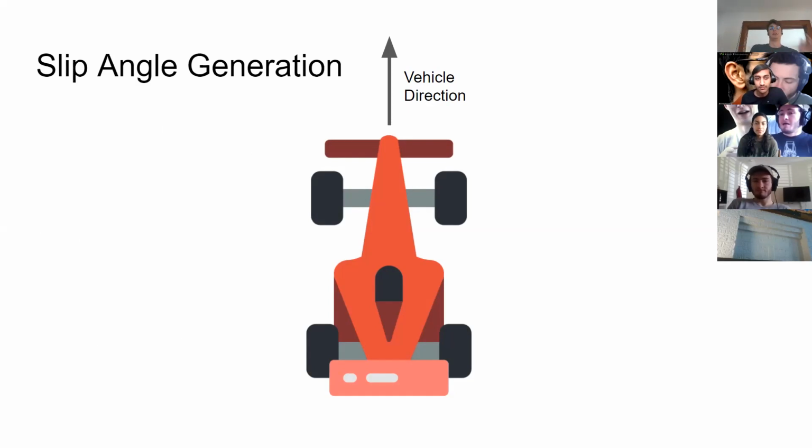Okay. So we're going to talk about slip angle generation now. Say we're driving along a road. We have our little race car here, and we're driving forwards. So vehicle direction, forwards. Now we're going to turn our wheels. Boom. Sweet animation, Nate. And now our tires are facing to the right.